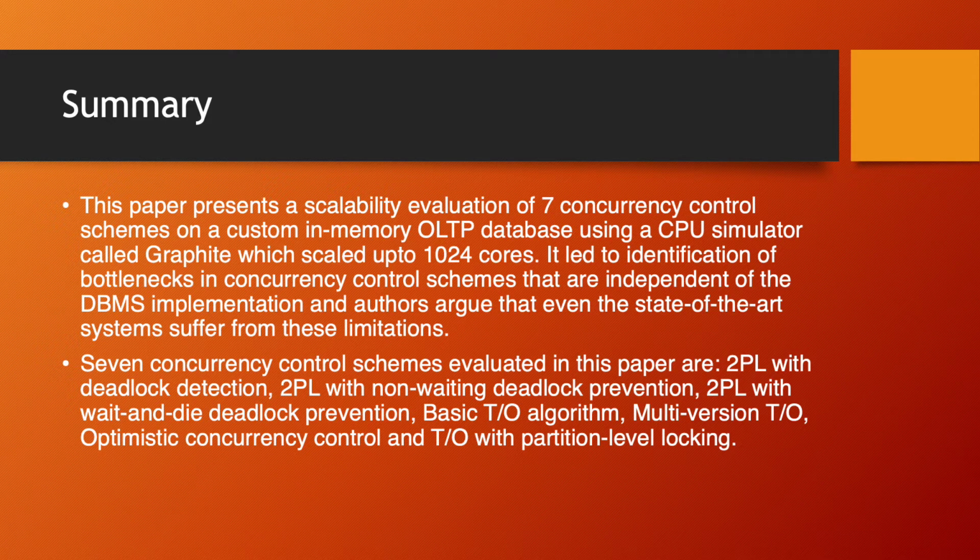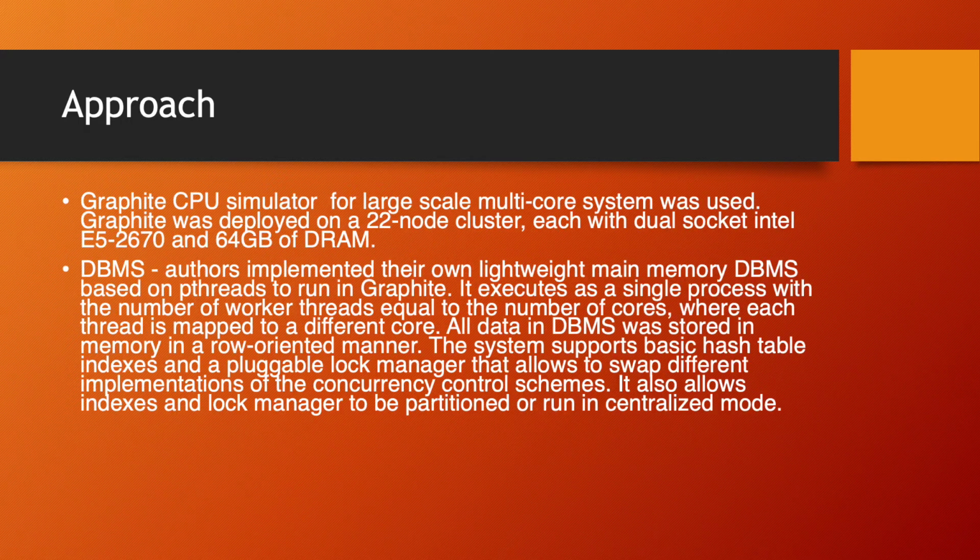The 7 concurrency control schemes evaluated in this paper are two-phase locking with deadlock detection, two-phase locking with non-waiting deadlock prevention, two-phase locking with wait and die deadlock prevention, basic timestamp ordering algorithm, multi-version timestamp ordering, optimistic concurrency control, and timestamp ordering with partition-level locking. In this paper, the Graphite CPU simulator for large-scale multi-core systems was used.